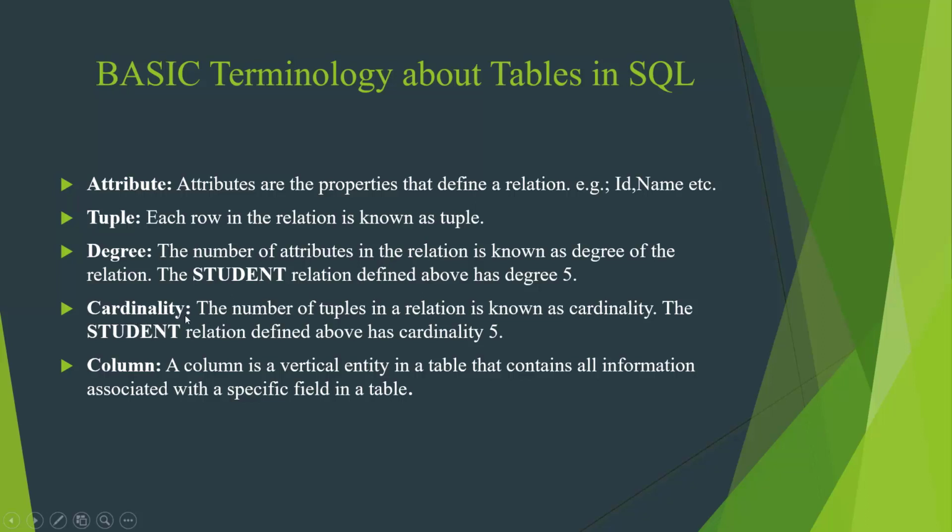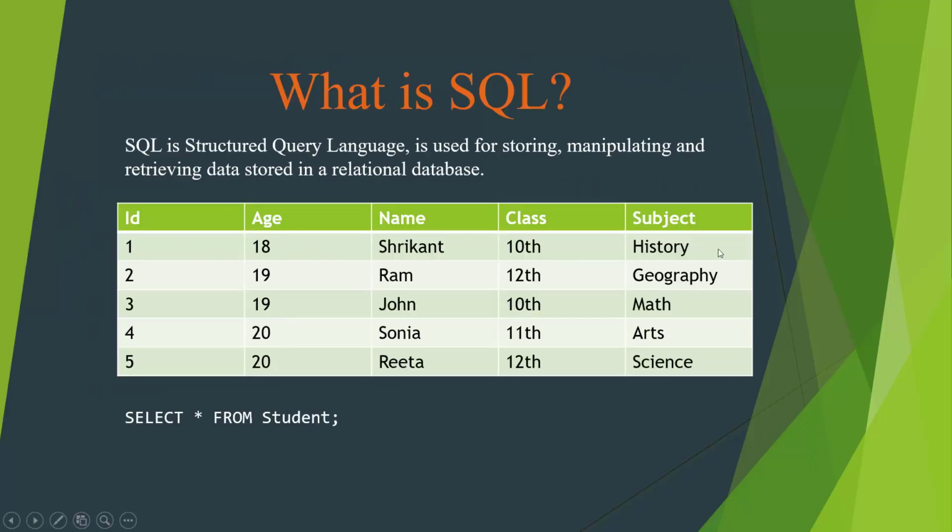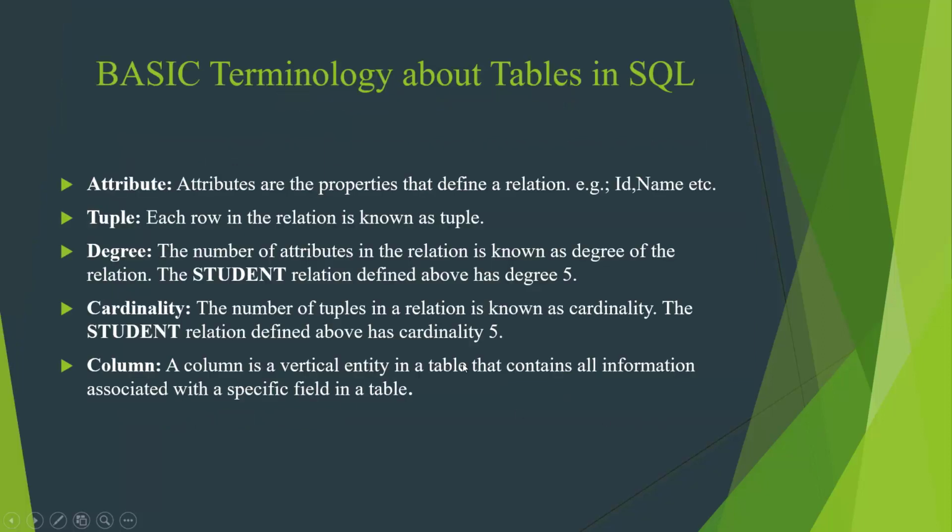Now cardinality. Cardinality is the number of tuples or records available in your table. Let's see here: there are 5 rows, so 5 records are available, 1, 2, 3, 4 and 5. That will be your cardinality. Column: a column is a vertical entity in a table that contains all the information associated with a specific field or attribute. So what is a column?